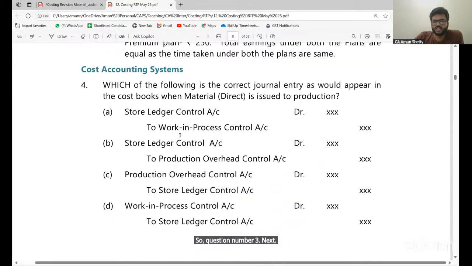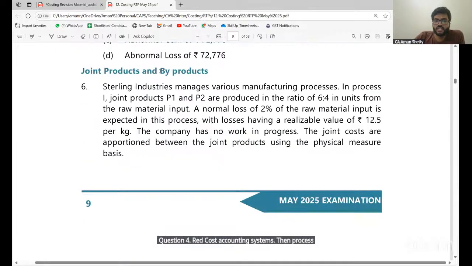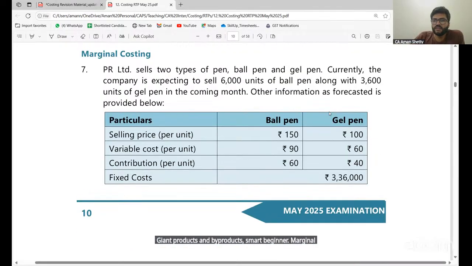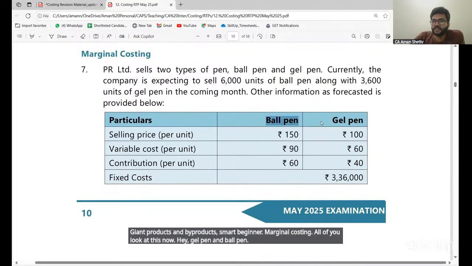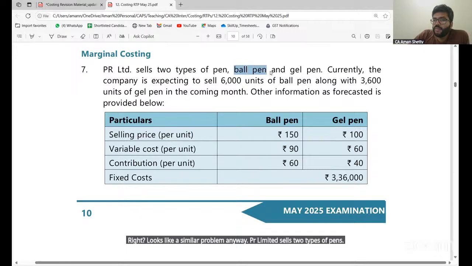Question 4, right? Cost accounting systems, then process and operation costing, joint products and byproducts, marginal costing. All of you look at this now. Gel pen and ball pen, right? Looks like a similar problem. Anyway, PR Limited sells 2 types of pens, ball pen and gel pen.